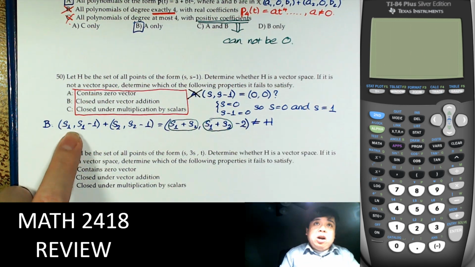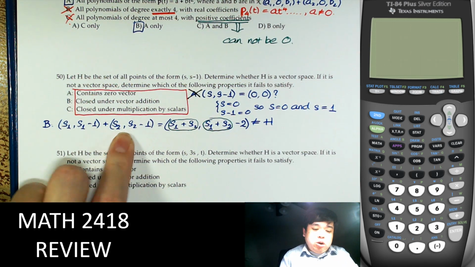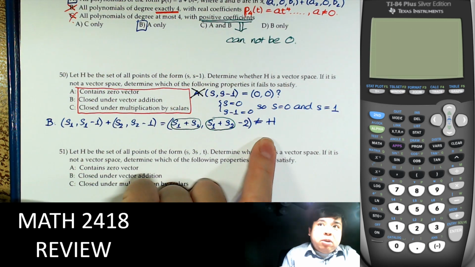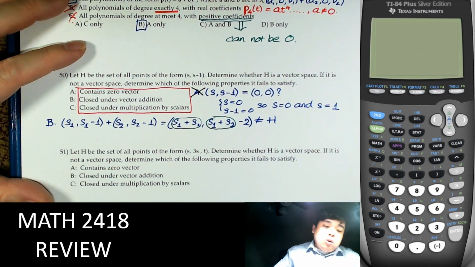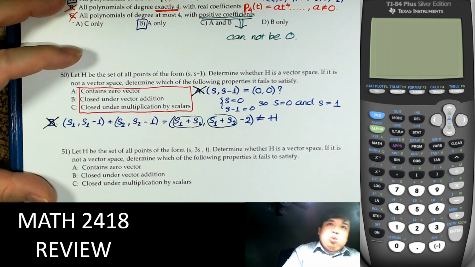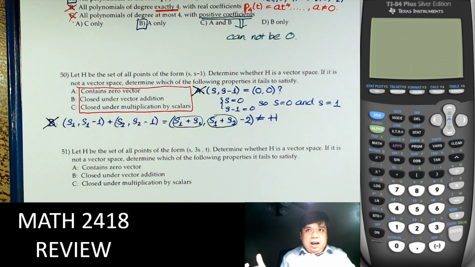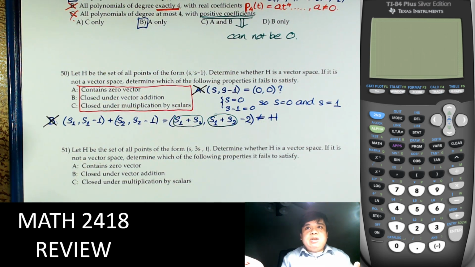So this entry here, because of minus 2, cannot be in H. So we have an element in H, another element in H. When you add them, we have another element that is not in H. So that is not closed under addition. So it fails. We start with something in it, combine with another one in it, and we have something else outside of it. So it's not closed.